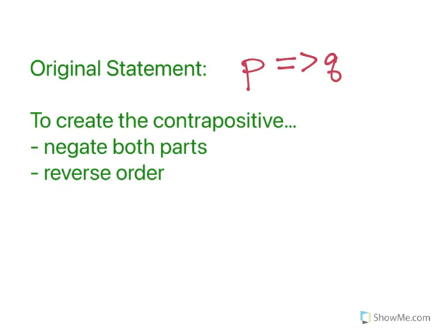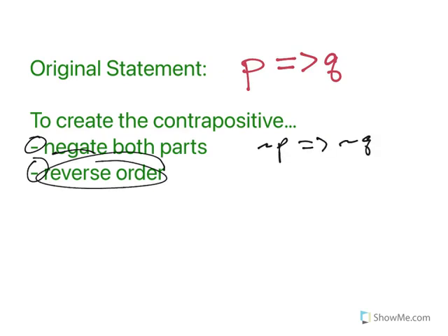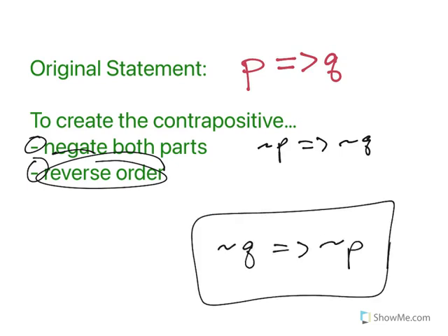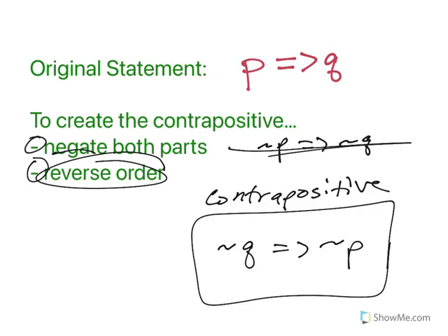So let's say that our initial original statement is if P, then Q. All right, that's a conditional. And there we go. To create the contrapositive, it's got two steps. Step one, negate both parts: not P, not Q. And then reverse the order: not Q, not P. Ta-da! And that, my friends, is the contrapositive. So you negate both parts and flip them, and that creates the contrapositive.